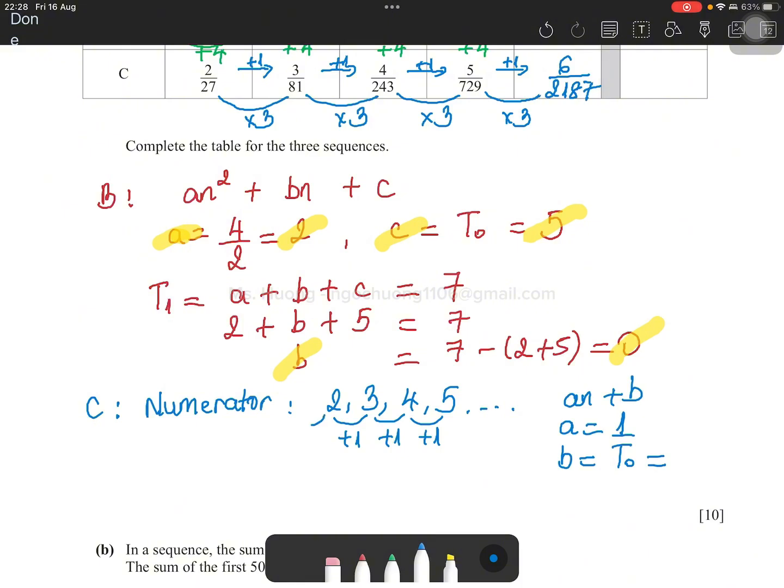t0 is the term before this. Which number plus 1 equals 2? That is 1. So the sequence an plus b is 1n plus 1, n plus 1. This is the numerator.